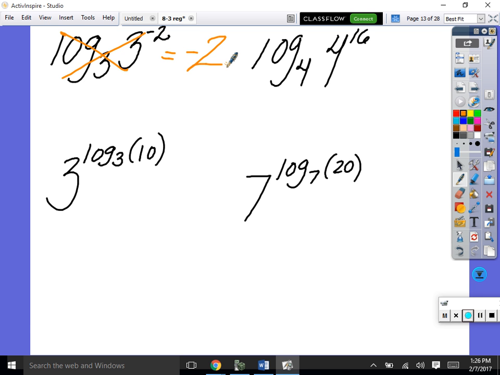Oh. Right? Because they're inverses of each other. Log base 3 and base 3 are inverses of each other. Isn't that what they do to each other? Okay, let's look here. Log base 4 of 4 to the 16.